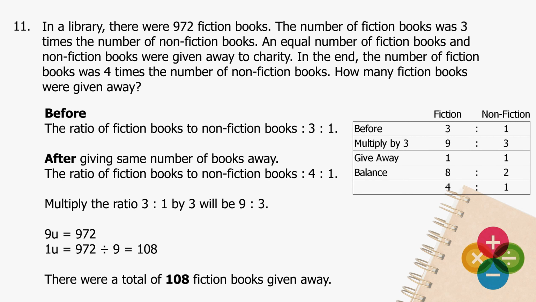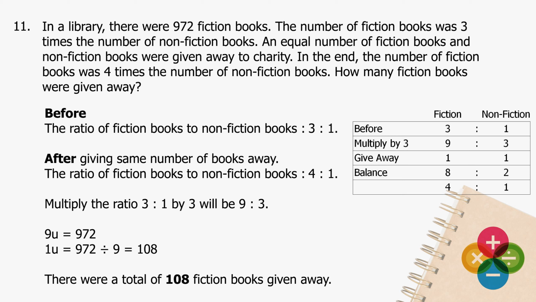At first, the ratio of fiction books to non-fiction books is 3:1. After giving the same number of fiction books and non-fiction books away, the ratio of fiction books to non-fiction books is 4:1. We will need to convert the ratio 3:1 to a ratio, so that after giving away 1 unit of fiction books and non-fiction books, the balance of the books will be in a ratio of 4:1.